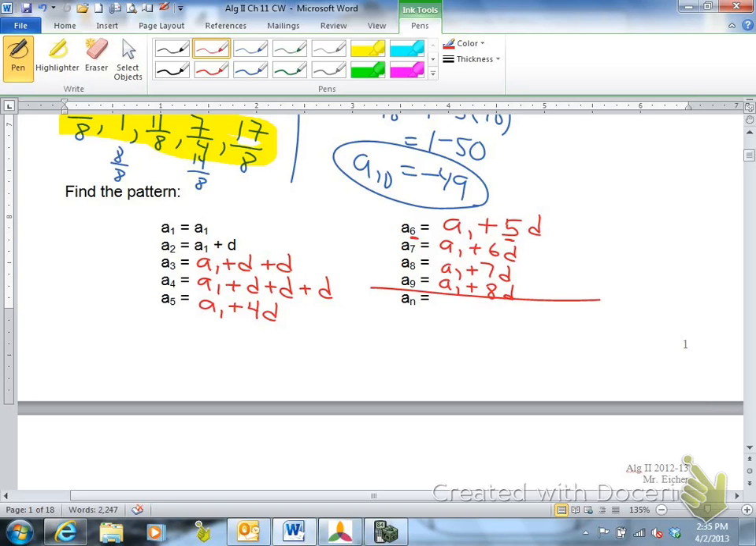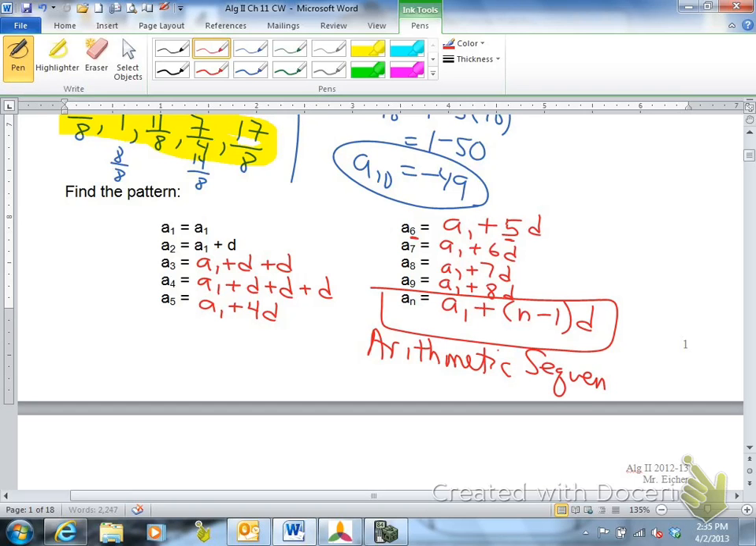is the general formula. It would be a sub n equals a sub 1 plus n minus 1 times d. And that's the formula for an arithmetic sequence. So you can use this to find varying things, the first term, or the d, or the n, or the a sub n. Normally it's the a sub n that you're solving for.